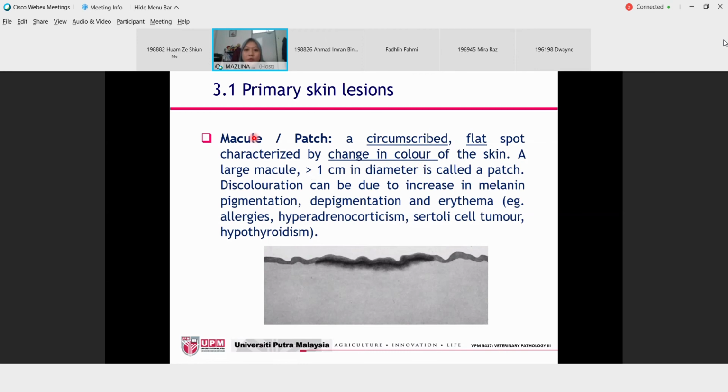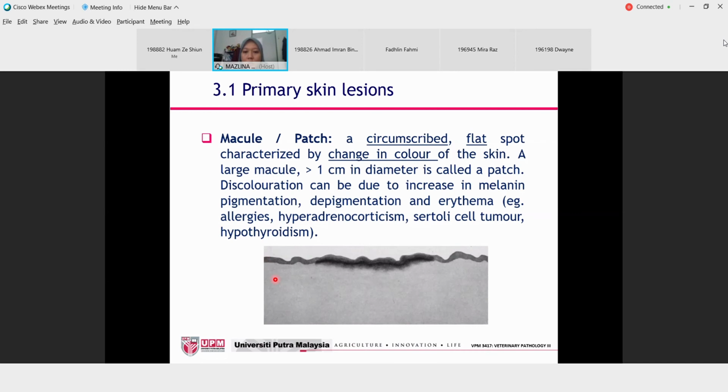This discoloration of the skin can be due to melanin pigmentation or hypermelanosis, depigmentation or hypomelanosis, and erythema. Erythema is basically reddening of the skin due to dilatation of the blood vessels. This macule or patch can be seen in cases of allergies, hyperadrenocorticism, Sertoli cell tumor, and hypothyroidism.